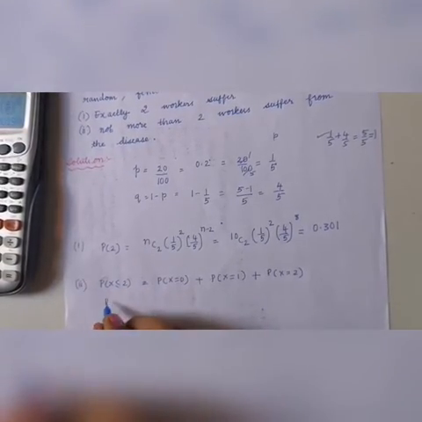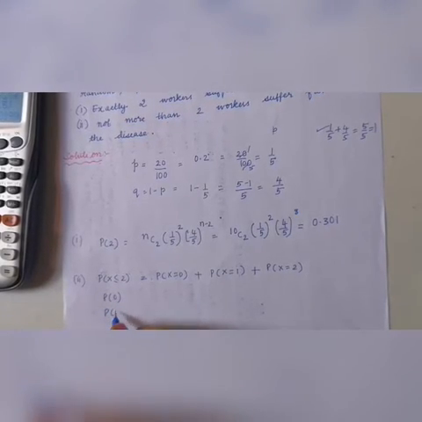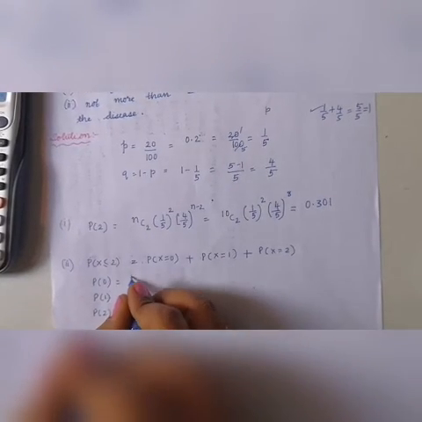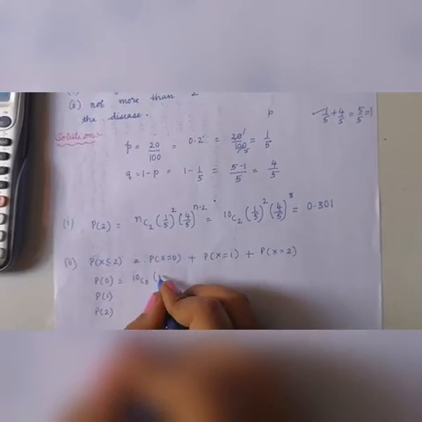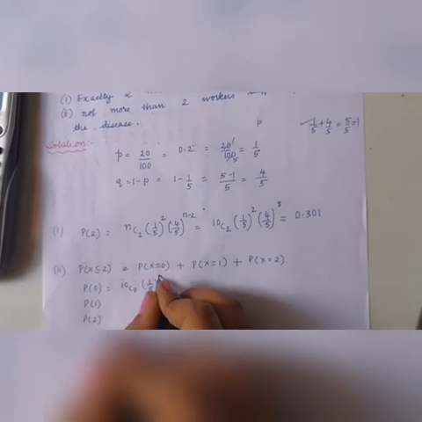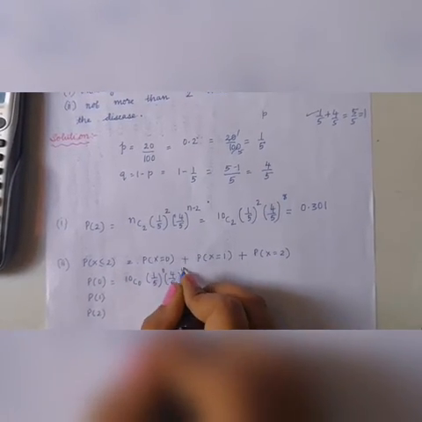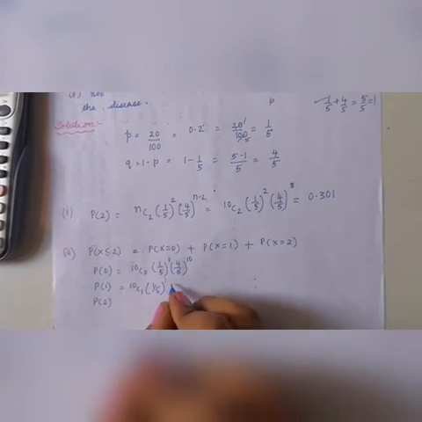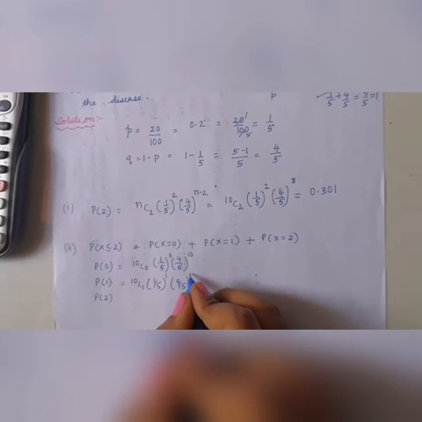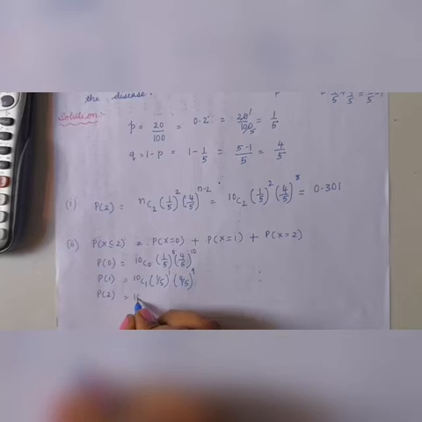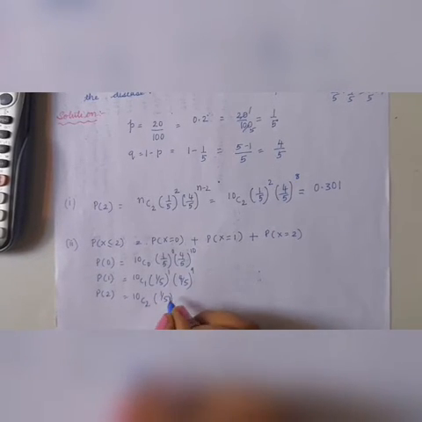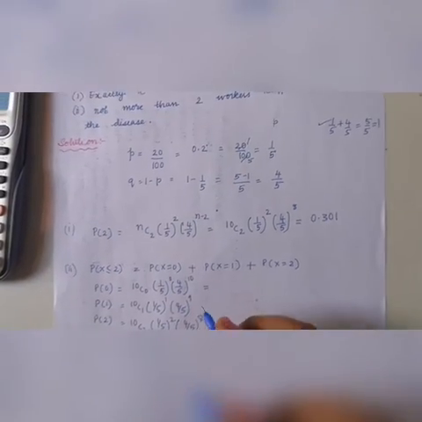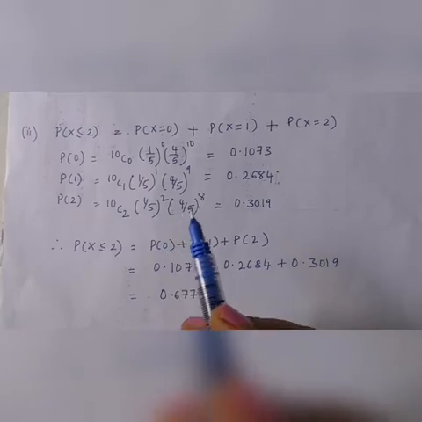So we have to calculate P of 0, P of 1, and P of 2, and then add. So 10C0, 1 by 5 to the power 0 and 4 by 5 to the power 10. Then 10C1, 1 by 5 to the power 1 and 4 by 5 to the power of 10 minus 1, which is 9. Then 10C2, 1 by 5 to the power of 2, 4 by 5 to the power of 10 minus 2, which is 8. So I have calculated the values.